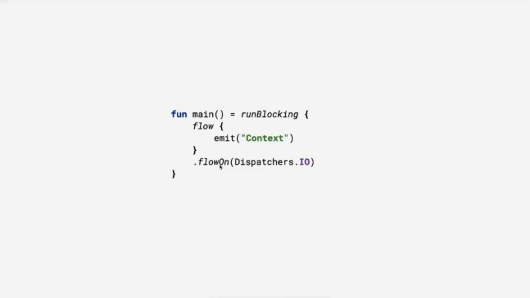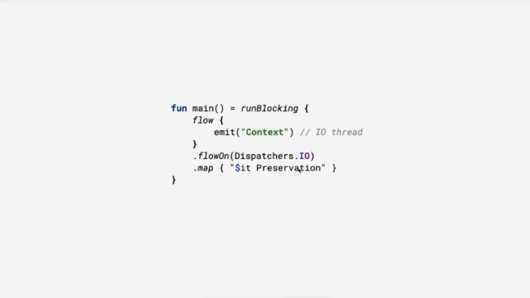So with Flow, you can define or switch the thread by using the operator called flowOn, which takes in a dispatcher. Basically, the dispatcher defines which thread you want to run on. So in this case, I'm saying run this operation on the IO thread. This operator sets the specified thread, but it sets it only upstream. So basically anything above the flowOn operator will run on the IO thread.